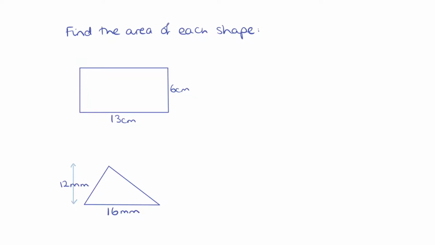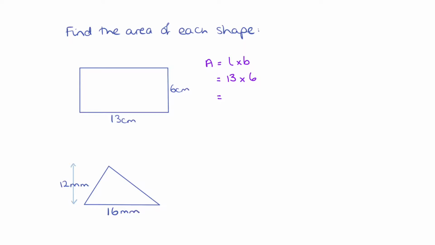Okay, so the first one, we've just got a rectangle here. So each time we're finding an area, we're going to write down the formula. So remember, area of a rectangle, that we just reminded ourselves, is length times breadth. And then we stick our numbers into our formula. So the length is 13 and the breadth is 6. And then we need to work out 13 times 6.